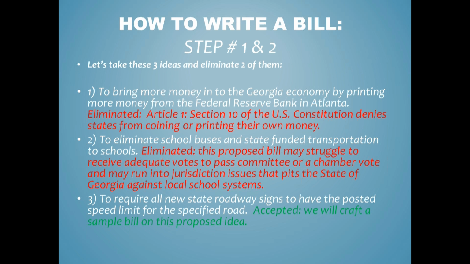So let's take a look at those 3 ideas and talk through them and see which one might be the best out of those 3. The first idea that we had typed down was to bring more money into the Georgia economy by printing more money. We're going to eliminate that one right off the bat because we should know that the U.S. Constitution always trumps the state constitution, and Article 1, Section 10 of the U.S. Constitution denies states from coining or printing their own money. Only the federal government has the authority to authorize the printing of money.